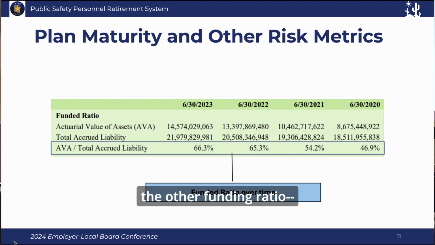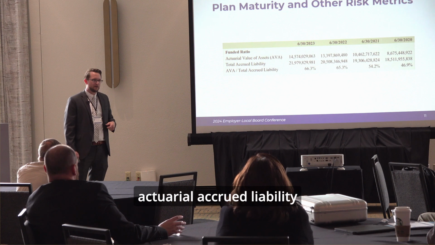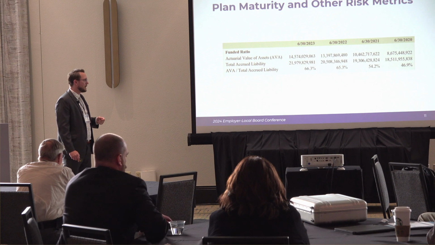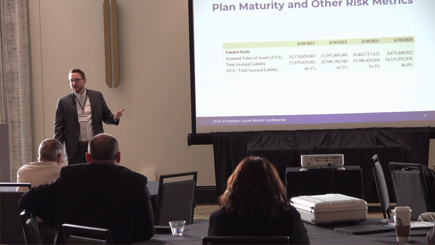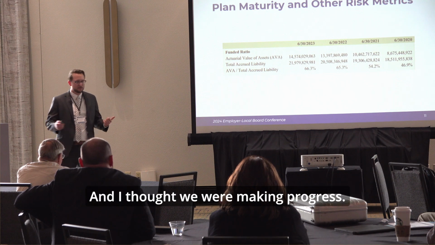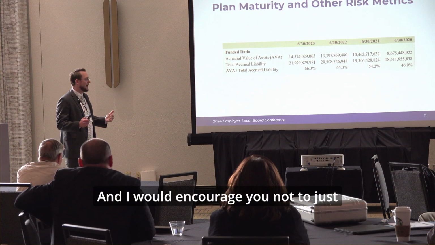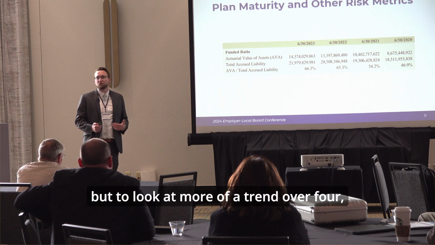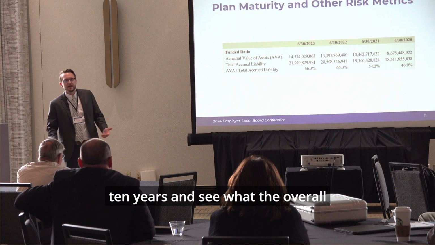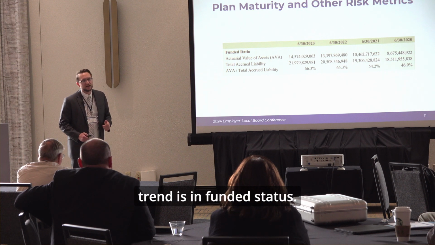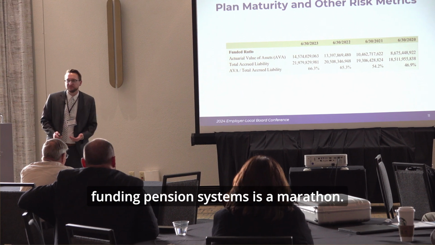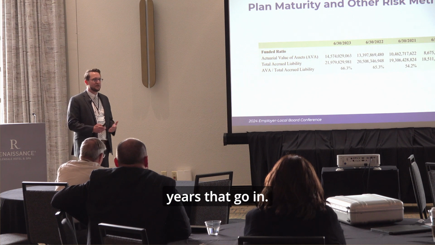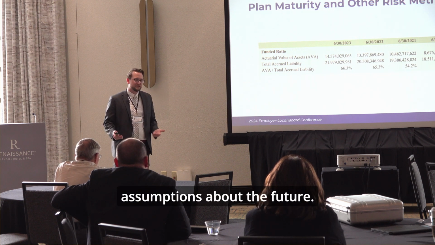So when we looked at the unfunded ratio, this one I'm just talking about the actuarial accrued liability to the actuarial value of assets. You might see a change from one year to the next and wonder what's going on. I thought we were making great progress. I would encourage you not to just think about a 1-year change, but to look at the trend over 4, 5, 6, 7, 8 to 10 years, and see what the overall trend is in funded status. Because funding pension systems is a marathon. It's a lot of years that go in. People work for a long time, and we're making a lot of assumptions about the future.